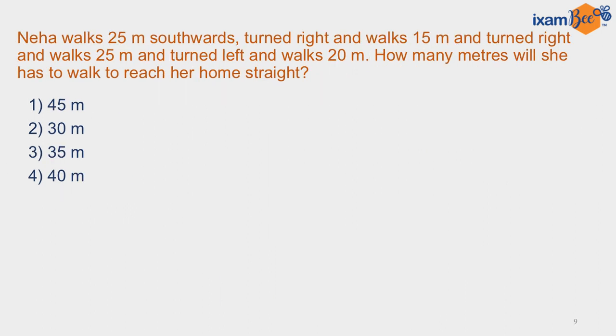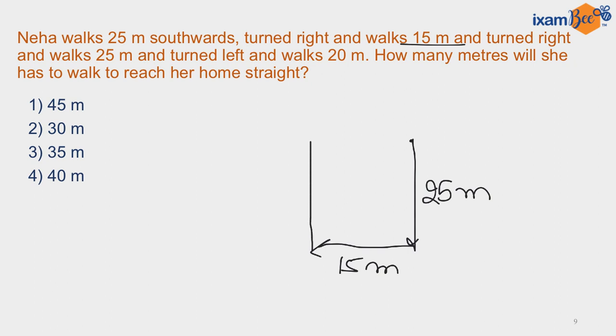In the next question, Neha walks 25 meters in the southward direction. So this is the starting point of Neha. She walks 25 meters in the south direction. She turned right and walks 15 meters. So this is the right direction and she walks 15 meters and turned right and walks 25 meters again. So this is the right direction and she walked 25 meters again.